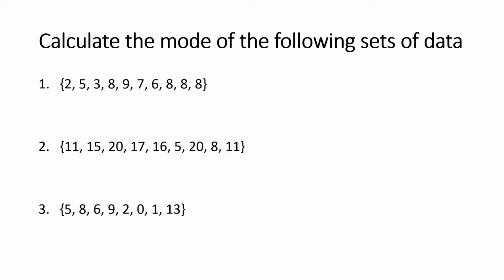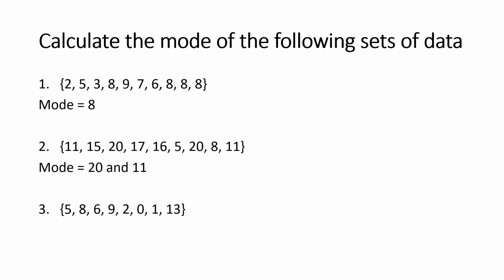If we have a look at the first data set, we have 2, 5, 3, 8, 9, 7, 6, 8, 8, 8. We can see that 8 occurs in this set of data 4 times, so our mode is 8. If we have a look at the second data set, 11, 15, 20, 17, 16, 5, 20, 8, 11. We can see that we have 2 pieces of data that occur twice. That is 11 and 20. So we have 2 modes for this data set, and they are 20 and 11.